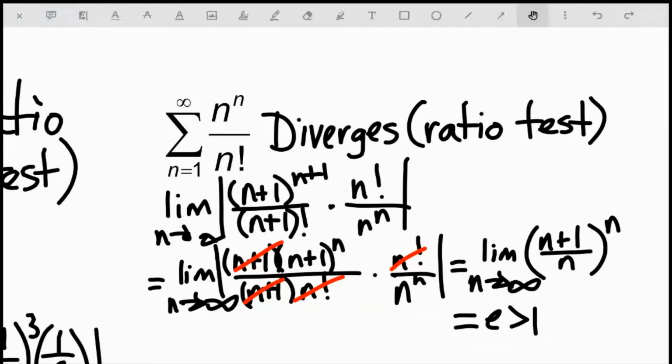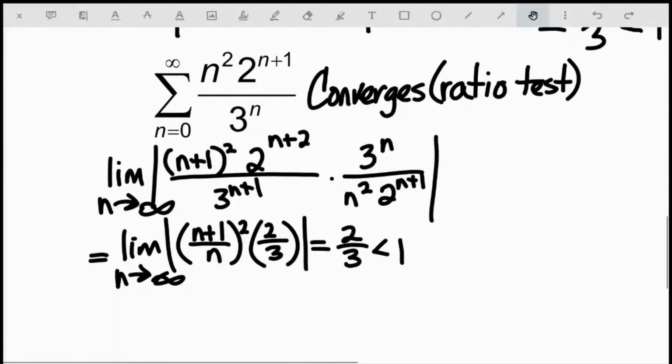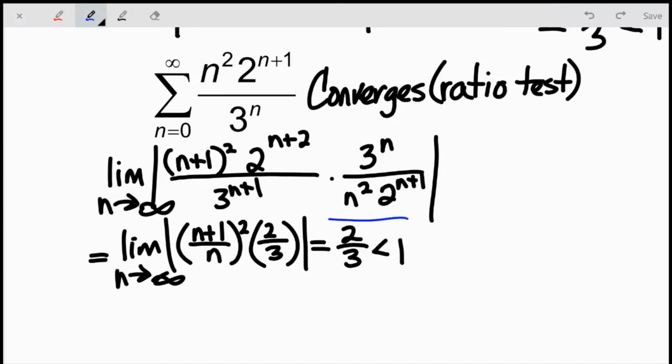Okay, so let's take a look at the next one here. So the next one, a little bit easier actually. We've got n squared times 2 to the n plus 1 over 3 to the n. And you can see that I first started with my n plus 1 term divided by my n term. So I usually go straight to the multiplication step just to save a little bit of writing, because it's still technically the same thing as showing that I'm dividing the terms. And then from there I simplified, I grouped everything together that I could. And you can see we get 2/3 for our limit this time, which is less than 1. And that means that my series is going to converge.